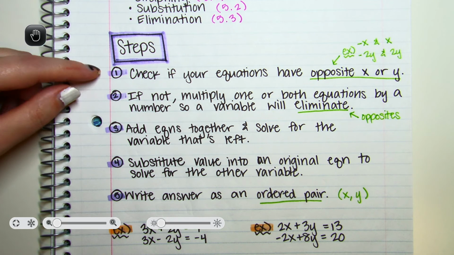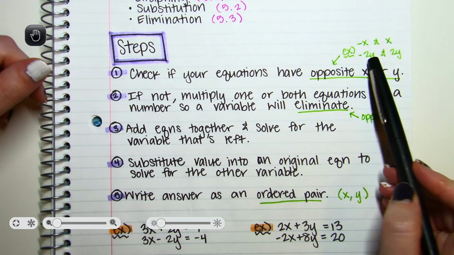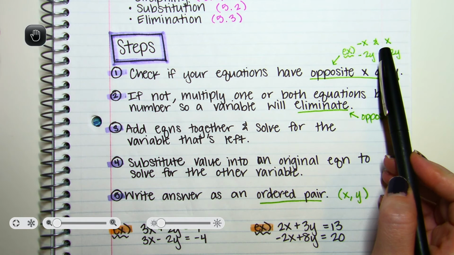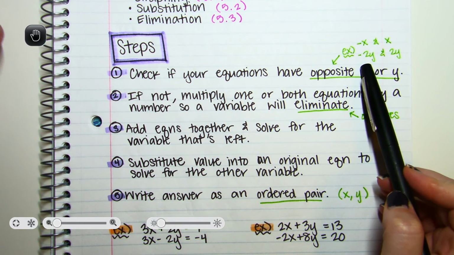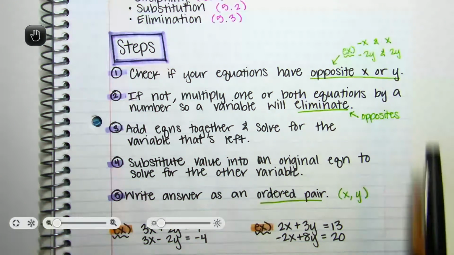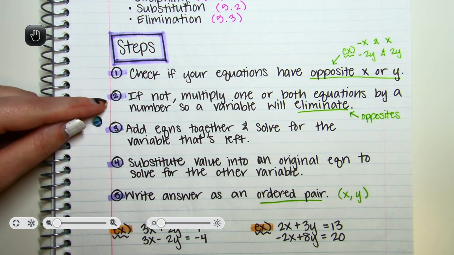So step one is to check if your equations have opposite x or y values already. So for example, if you have negative x and positive x, those are considered opposites. They'll cancel out. Negative 2y, positive 2y. Those are opposites. They will cancel out. So you always want to check first if you already have those in your equation, because it's going to save you a lot of work if they're already there. But if you don't already have opposites, you'll move on to step two.